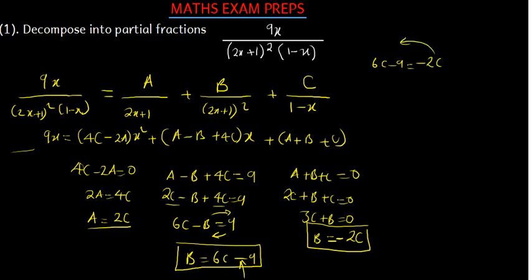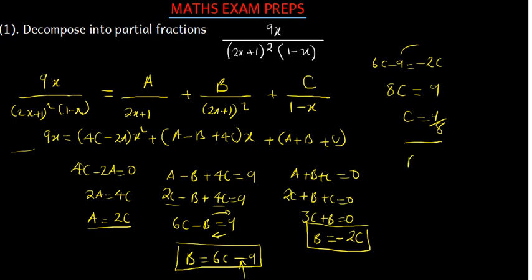Taking 3c this side, that is going to give 9c, and that will be equal to, I'll take 9 this side, 9. So that means c is equal to 9 over 8. Alright, now after finding the value for c is equal to 9 over 8.